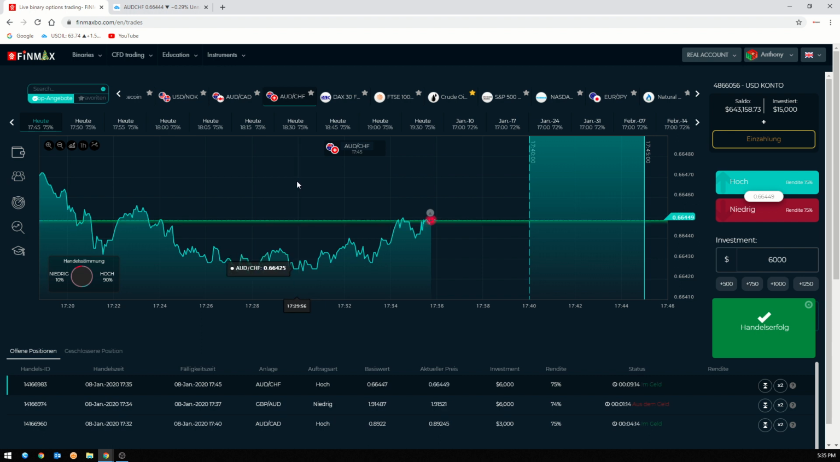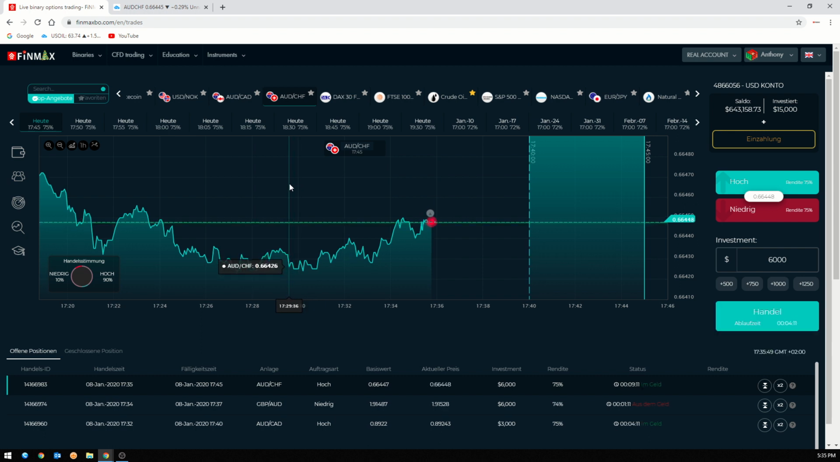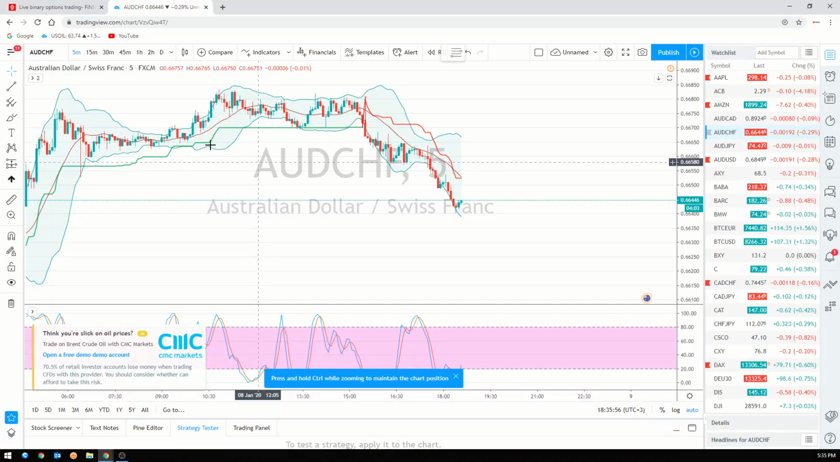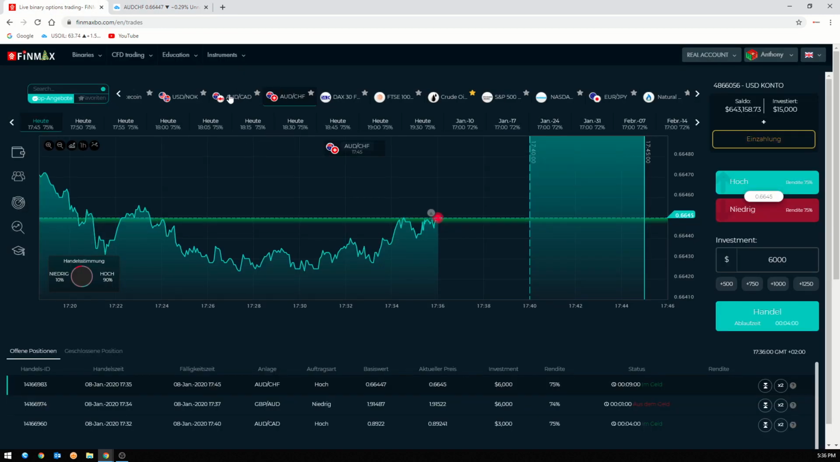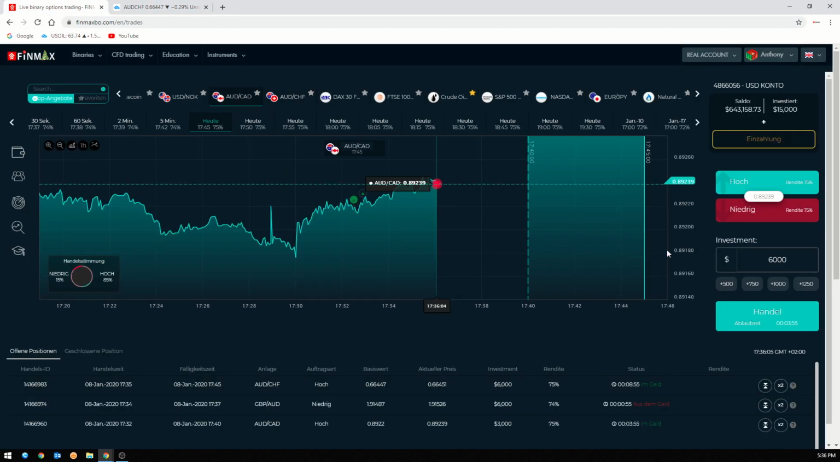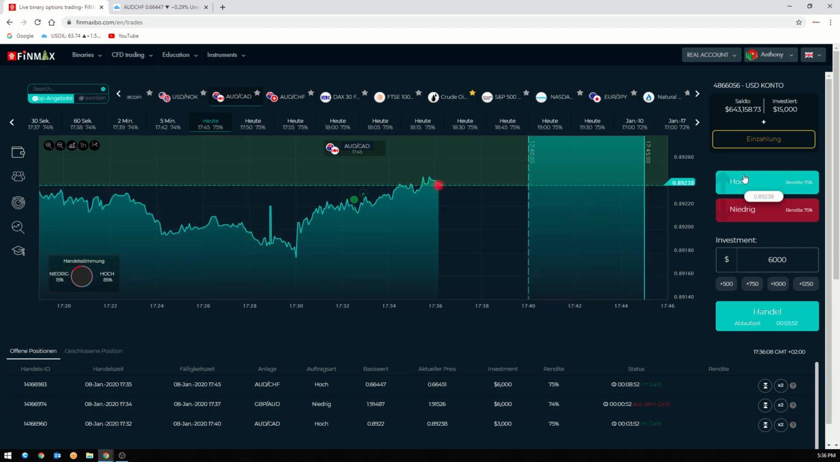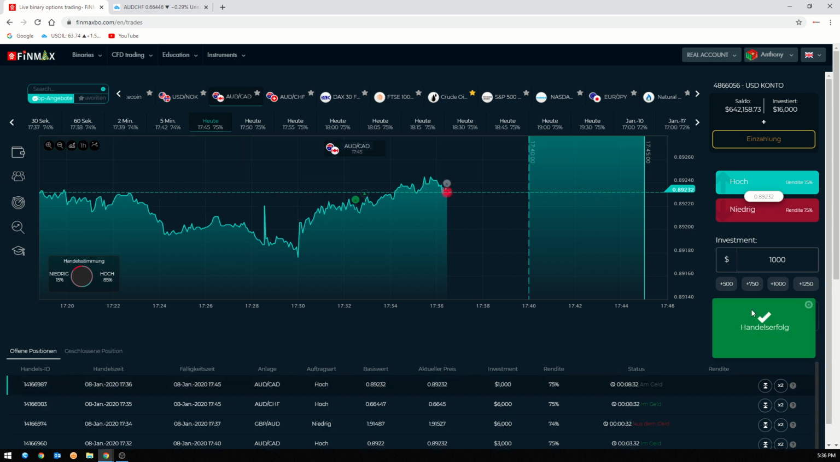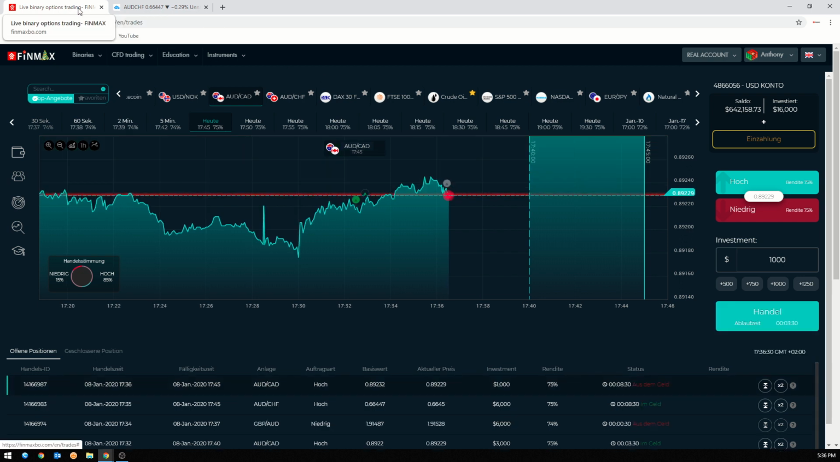I opened the trade for AUD/CHF. AUD/CAD we took already. Let me open one more trade. Let's just put around 1,000 in. Let us work according to risk management because already 15,000 is invested. Okay, trade is running.